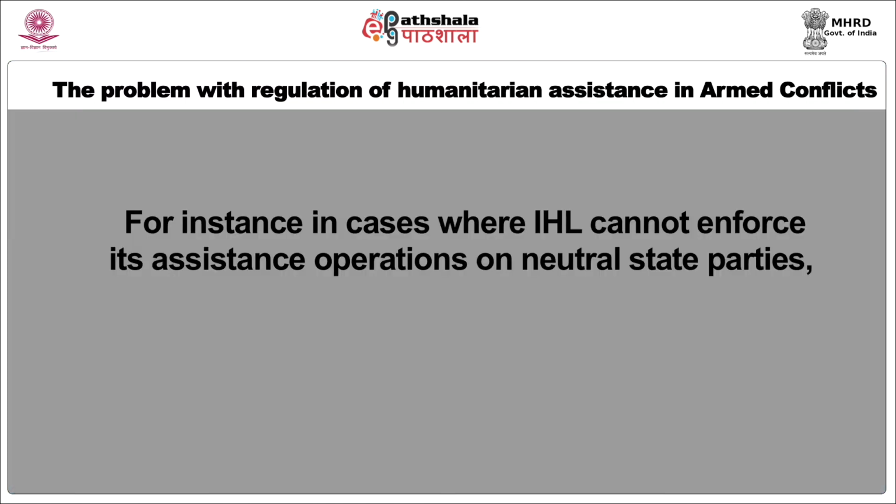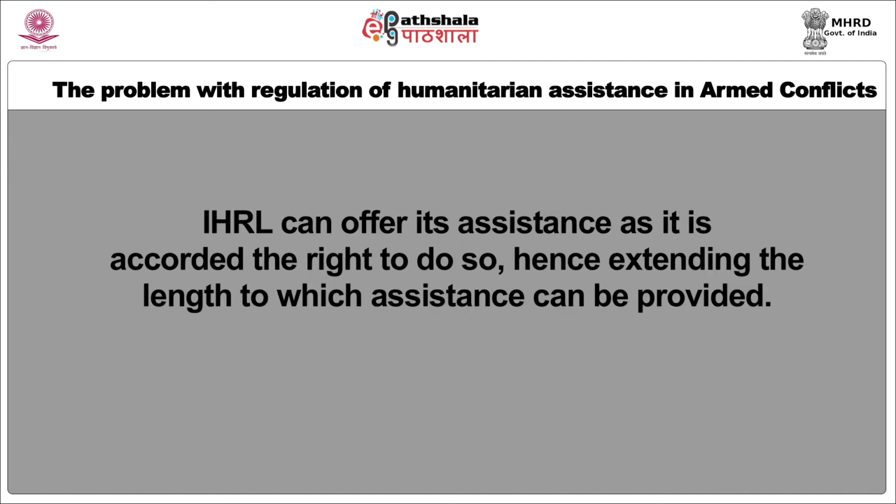Lastly, the recognition of jus cogens norms can be deduced by an amalgamation of enforcing both IHL and IHRL, human rights and humanitarian law, which together can fill implementation gaps. For instance, in cases where IHL cannot enforce its assistance operations on neutral state parties, IHRL can offer its assistance as it is accorded the right to do so, hence extending the length to which assistance can be provided.